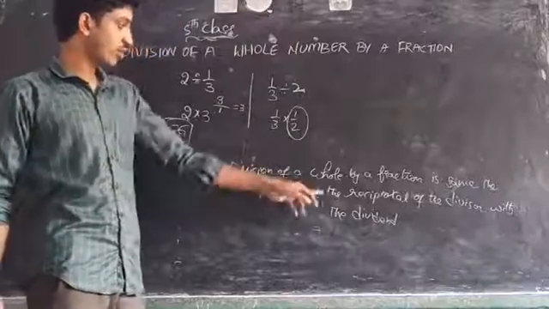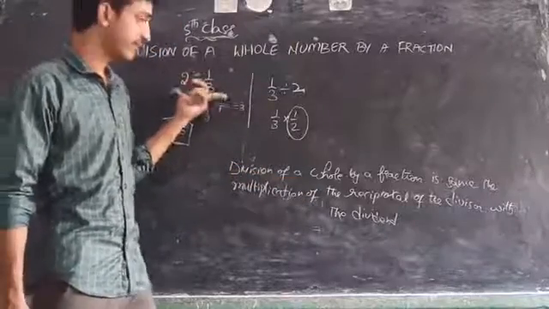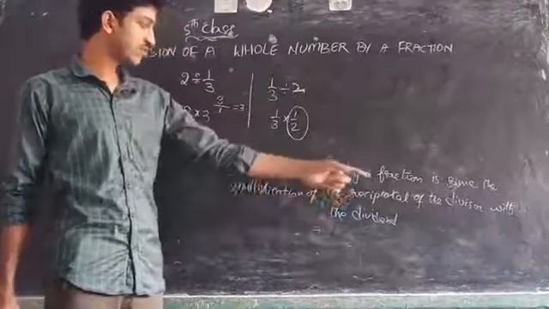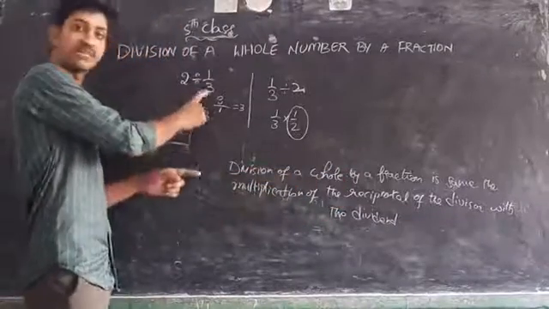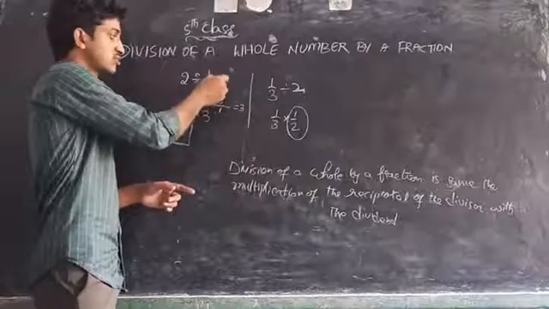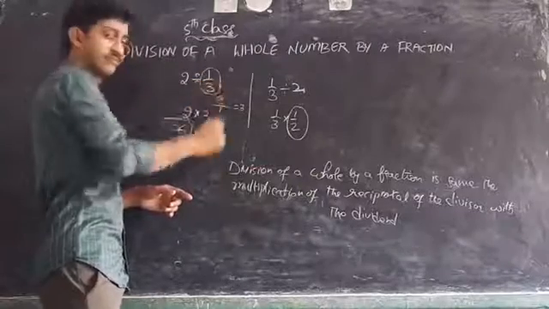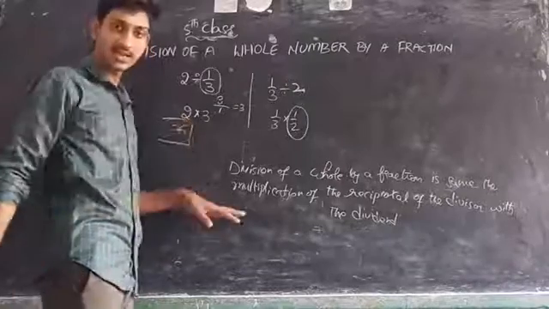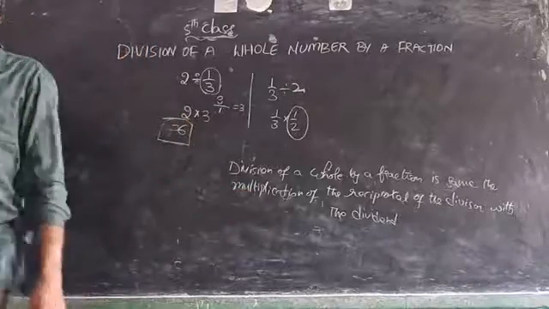Here, division of a whole number by a fraction means the same as the multiplication of the reciprocal of the divisor. So we have to multiply this reciprocal of the divisor with the dividend. Okay, children, note down this point.